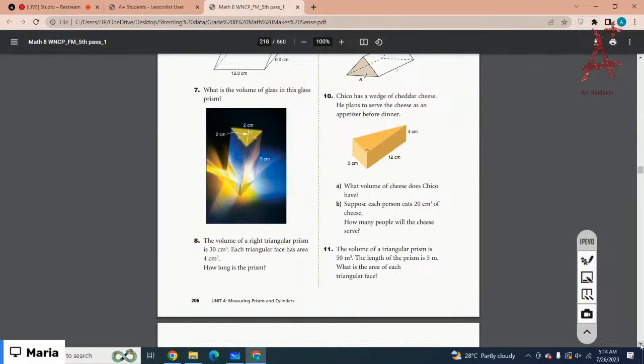Okay, question number 10 it is. Okay, Chiku has a wedge of cheddar cheese. He plans to serve the cheese as an appetizer before dinner. What is the volume of the cheese Chiku has? Suppose each person eats 20 centimeter cube of cheese. How many people will the cheese serve? Okay, let's just see. You have to calculate the area. So the height is 4 and the base is 5. 5 times 4 is 20 and 20 divided by 2 is 10.